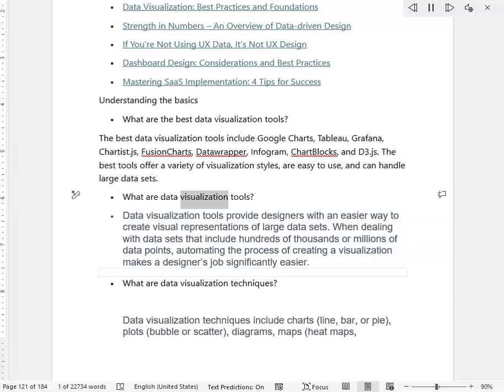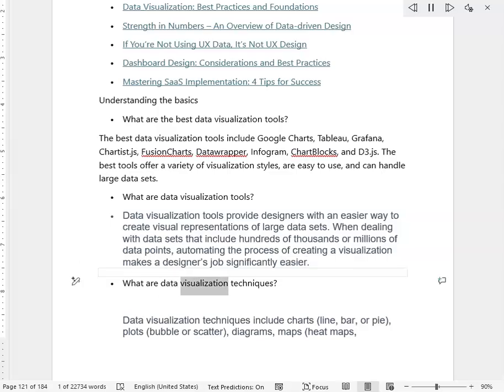What are data visualization tools? Data visualization tools provide designers with an easier way to create visual representations of large data sets. When dealing with data sets that include hundreds of thousands or millions of data points, automating the process of creating a visualization makes a designer's job significantly easier.